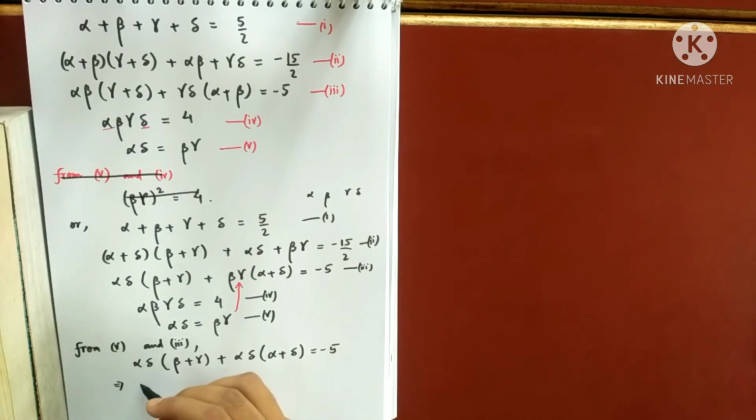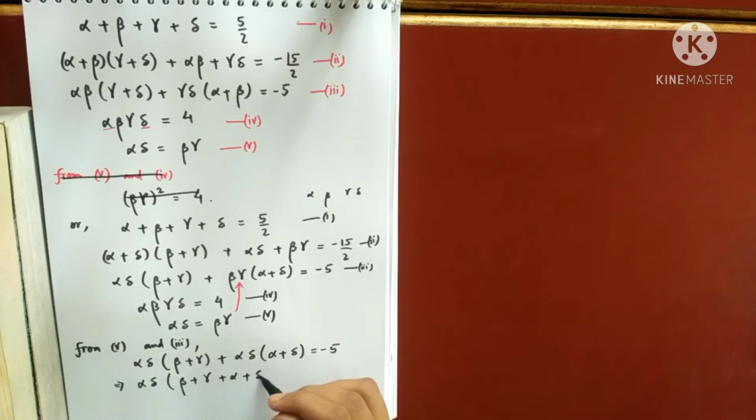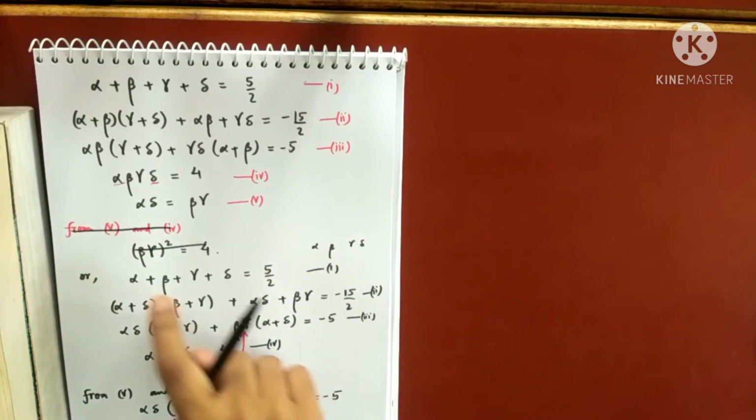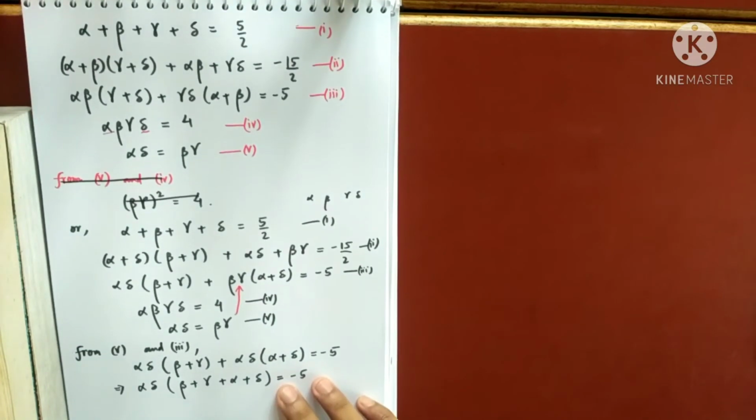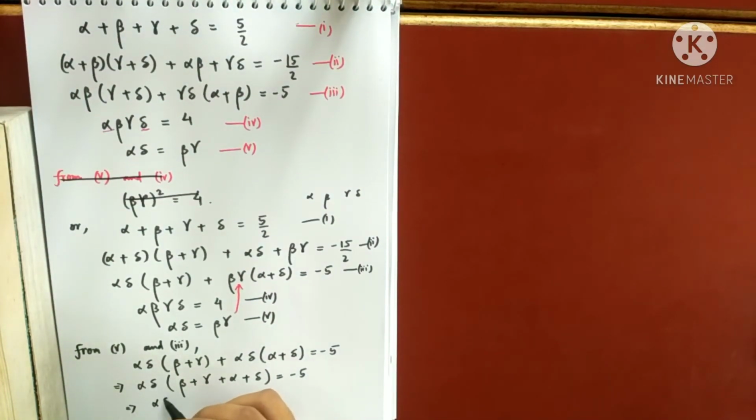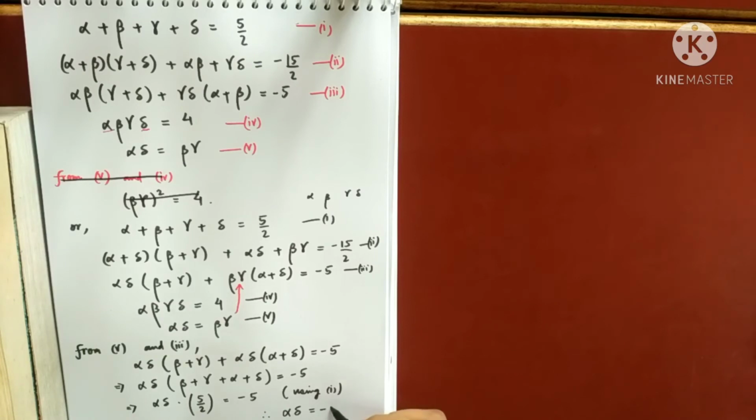Now alpha delta is common. What am I remaining with? Beta plus gamma plus alpha plus delta. This is minus 5. Now you see, beta plus gamma plus alpha plus delta is alpha plus beta plus gamma plus delta. This is nothing but 5 by 2. So alpha delta into 5 by 2 equals minus 5. This is from 1. And what am I getting? Therefore, alpha delta I am getting to be minus 2.